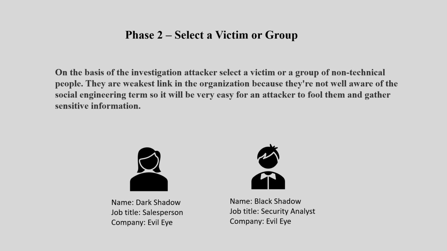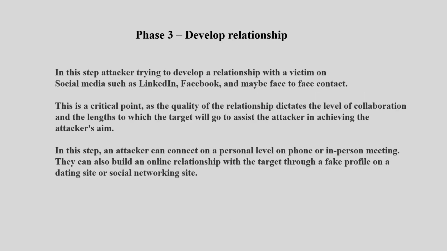Okay, now let's see the third phase, that is develop relationship. In this step, the attacker tries to develop a relationship with a victim on social media such as LinkedIn, Facebook, and maybe face-to-face contact. This is a critical point as the quality of the relationship dictates the level of collaboration and the length to which the target will go to assist the attacker in achieving the attacker's aim. In this step, an attacker can connect on a personal level on phone or in-person meeting. They can also build an online relationship with the target through a fake profile on a dating site such as Tinder or social networking sites such as Facebook or Instagram.